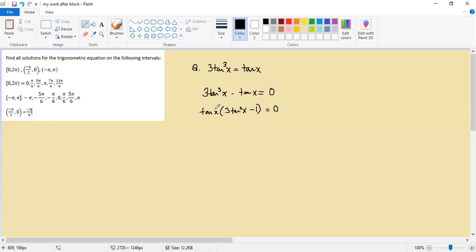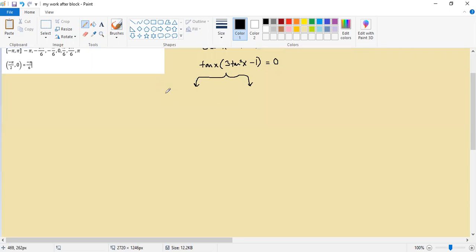So we're now in a position to apply the zero product property, which states that if two things are multiplied together and equated to 0, then one of those two things must in fact be 0. And our goal is to figure out which one. In the process of doing so, we can find some solutions. So tangent of x is equal to 0, and 3 tangent squared of x minus 1 is equal to 0. And we're going to find solutions by solving this algebraically.